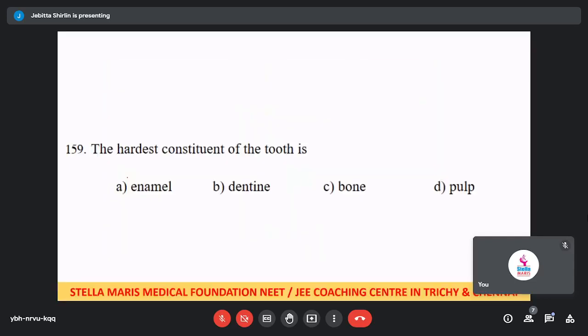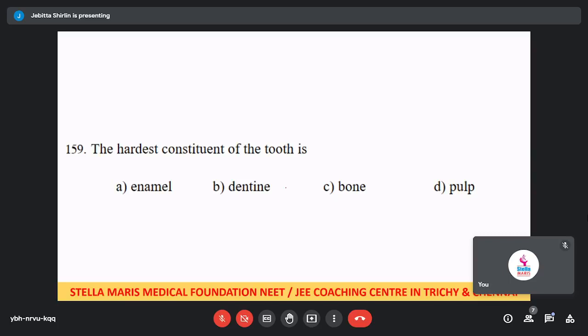Next question. The hardest constituent of tooth is? Answer very quickly. Yes, it is option A, which is enamel. The hardest part is enamel. Look at the other options. Dentine, no. Bone, your teeth do not have bone. Pulp is a soft region where you have the roots and all that. So the hardest constituent is only the enamel.